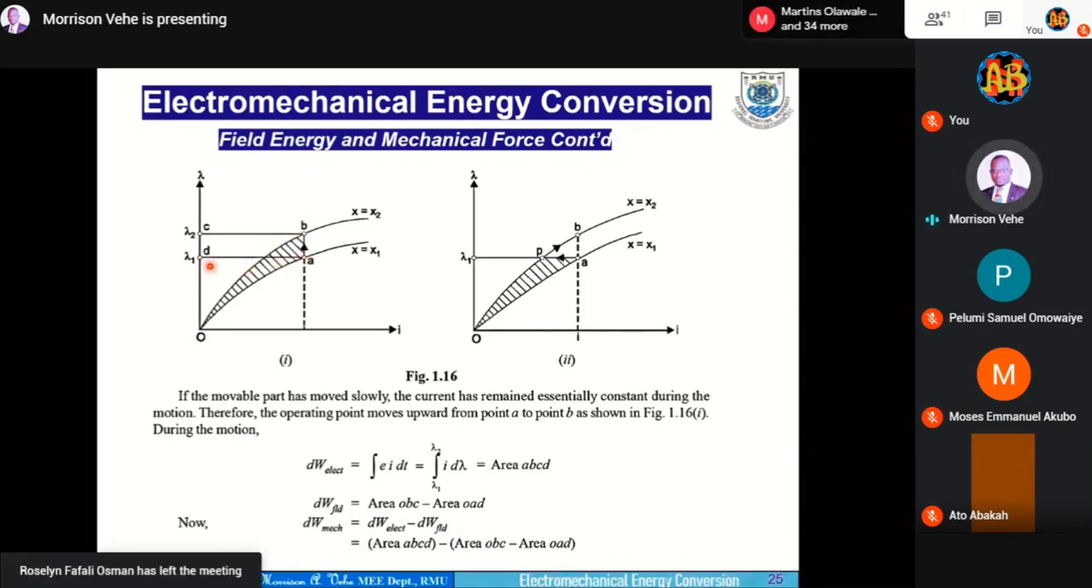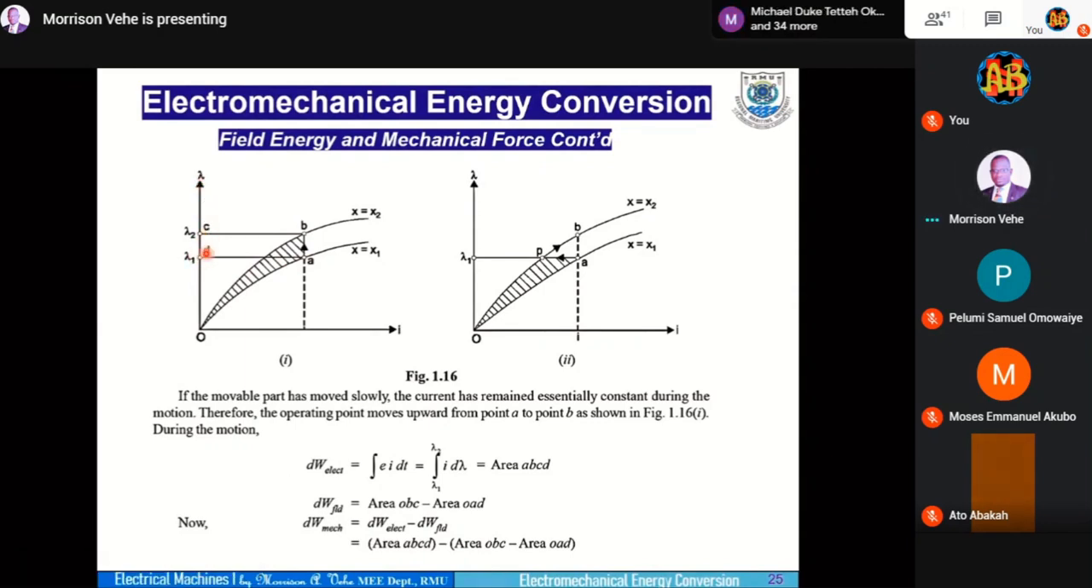As we have done so, we can see on the lambda axis that there is a change in lambda, that is lambda 1 and then lambda 2. At position C we have lambda 2, at position D we have lambda 1. But the currents remain virtually the same for that movement. So that's the description of the whole thing.